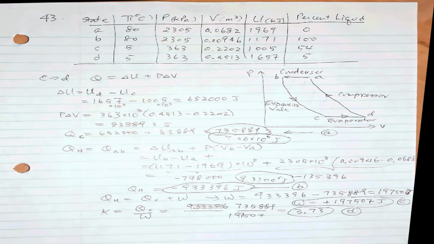And then part C is 1.98 times 10 to the 5th, that is the work done. So that is this number, 1.98 times 10 to the 5th. Okay, so that looks correct. And then the coefficient of performance is 3.73. That's exactly right. So that's how you do this question number 43.